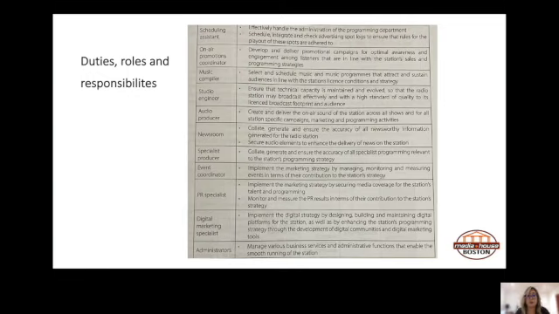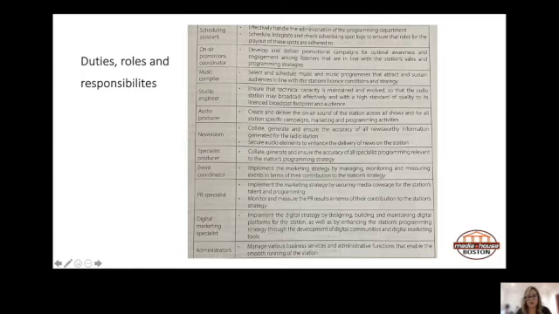Then the role of a specialist producer, they collate, generate, and ensure the accuracy of all specialist programming relevant to the station's programming strategy. An event coordinator will implement the marketing strategy by managing, monitoring, and measuring events in terms of their contribution to the station's strategy. A PR specialist will implement the marketing strategy by securing media coverage for the station's talent and programming, and monitor and measure the PR results in terms of their contribution to the station's strategy.